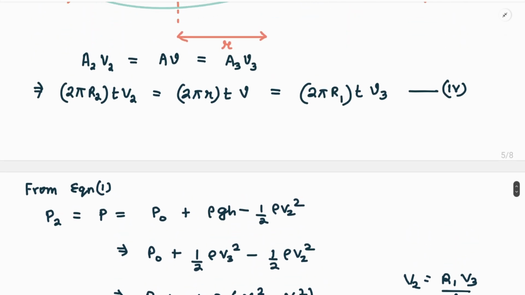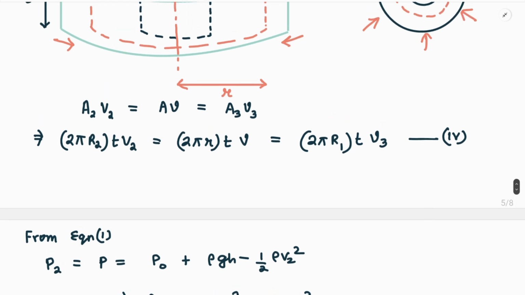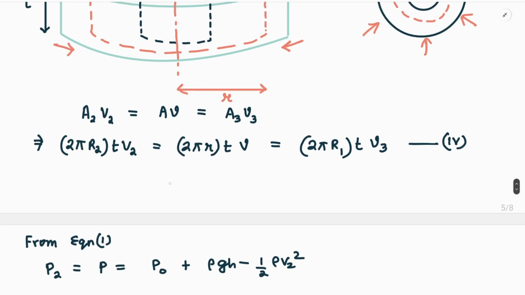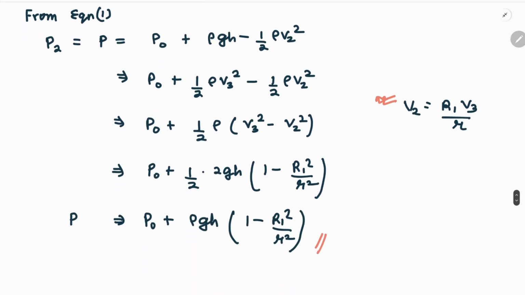So we need to understand this part very clearly. Over here we are considering this one as r v2 equal to r1 v3, and from here we obtain this expression that v2 equals r1 v3 by r, and then we substitute it over here to get the final answer which we have.